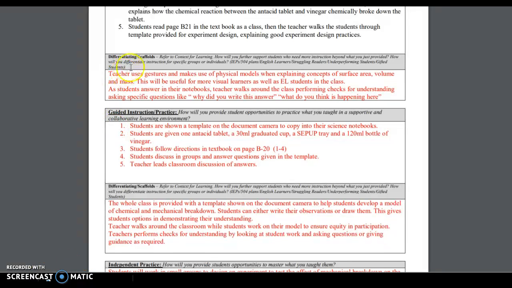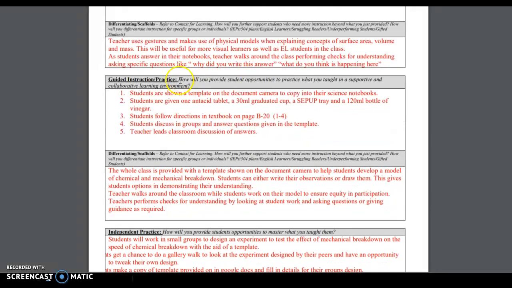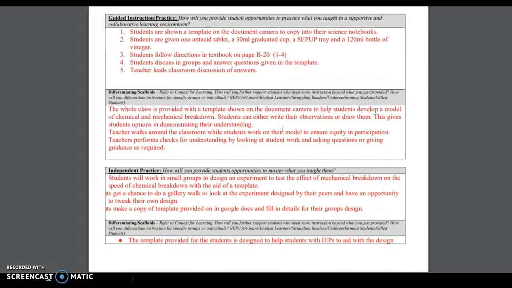Here you have the differentiating scaffolds, and this is how the teacher will further support students, and she uses gestures and uses physical models when explaining concepts. Here's the guided instruction or practice, and this is basically the we do part. Students are shown a template on the document camera to copy into their science notebooks. They're given the materials they need for the lab. They follow directions, and then they discuss in their groups and they answer some questions.